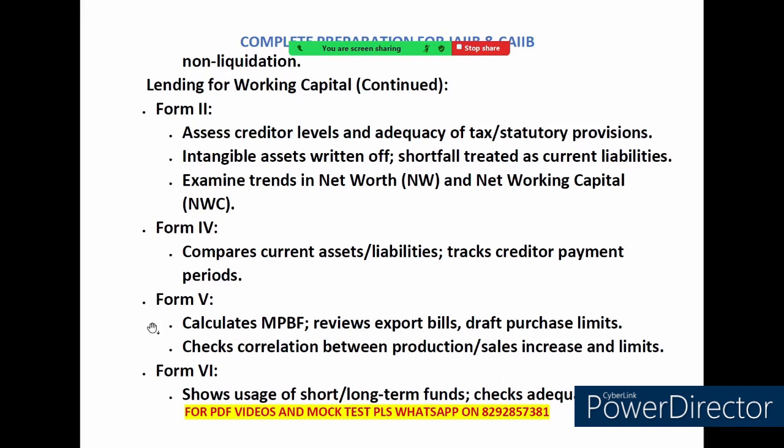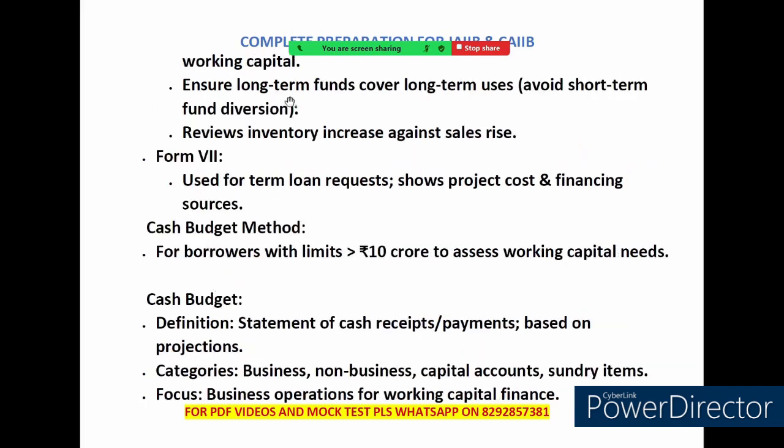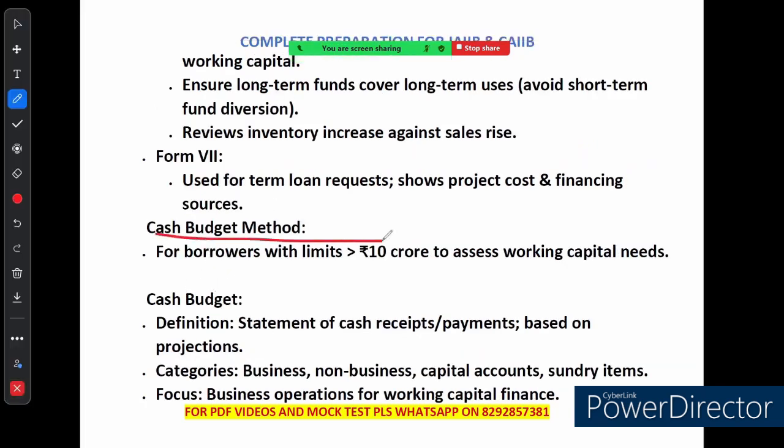Form 4. What does it do? This form helps calculate the maximum permissible bank finance, that is called MPBF, right? It looks at export bills and limits for draft purposes. So we can skip this part because this question will not be asked. Let's directly jump to the cash budget method, right?